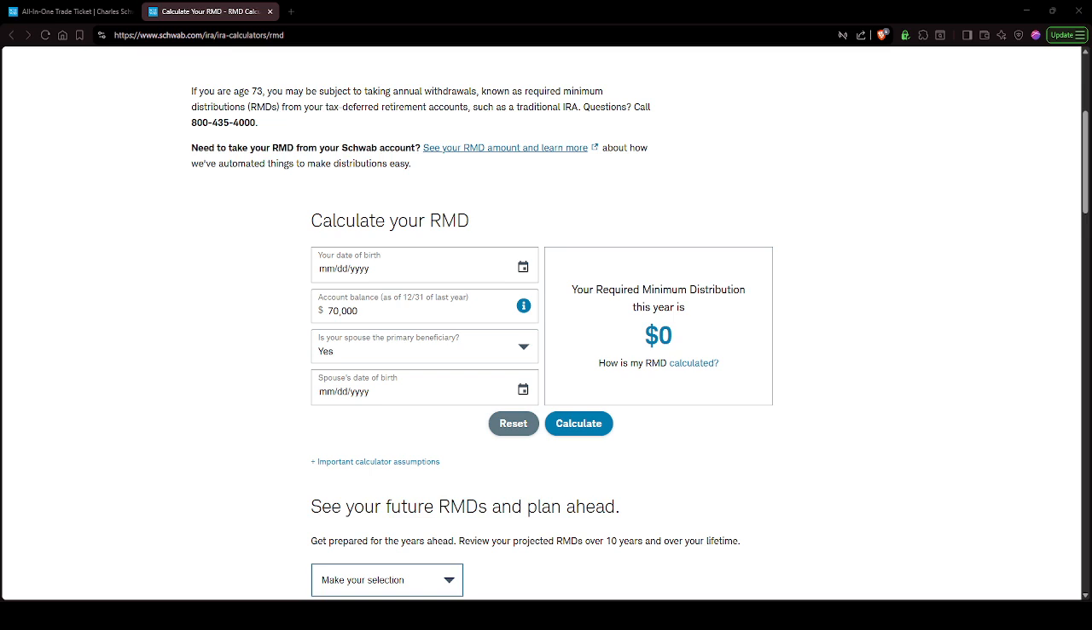Welcome to this tutorial on how to calculate your required minimum distribution, or RMD, with Schwab. Understanding how to calculate your RMD is important for retirement planning, as it ensures you meet IRS requirements for withdrawing funds from your retirement accounts.